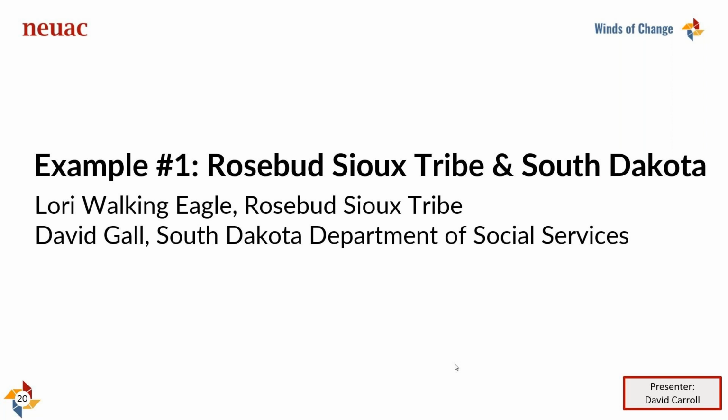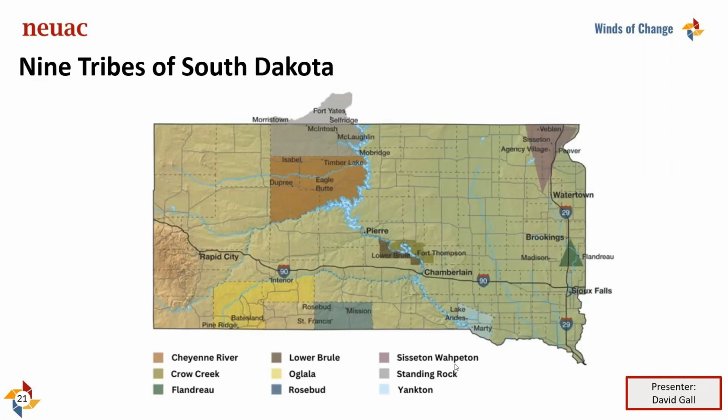All right, perfect. Well, good afternoon, everyone. I'm David Gall. I am the program administrator for the South Dakota Energy Assistance Program. And today I want to talk about the South Dakota tribes and the agreement the state has with some of them. In South Dakota, there are 9 tribes. The tribes are Cheyenne River, Crow Creek, Flandreau, Lower Brule, Oglala, Rosebud, Sisseton Wahpeton, Standing Rock, and Yankton.